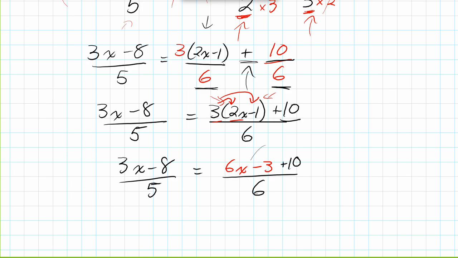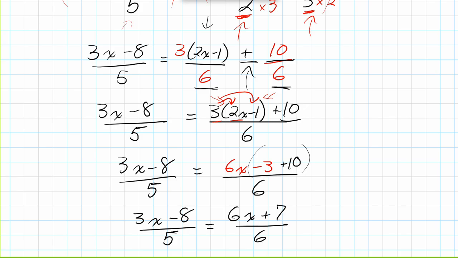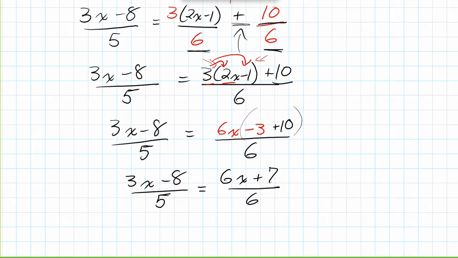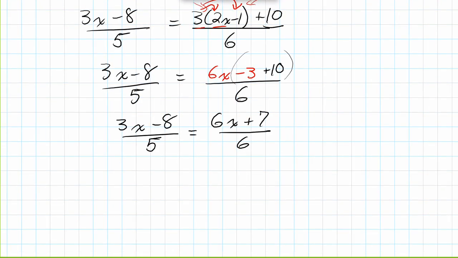I can actually collect some like terms here at the end. Negative 3 and positive 10, they're going to give me a single value. So you'll notice on my left-hand side, I've collected all my like terms. I can't simplify that numerator anymore. I'm going to do the same on the right. 6x and then negative 3 plus 10 happens to be positive 7 over 6. So both of our numerators are now simplified. I can't simplify any farther. There's no more like terms. So this is where the trick comes in.